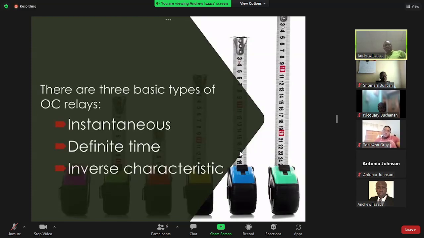Now, there are three basic types, and we mentioned them last week, right? So in terms of their operation, we have instantaneous, we have definite time, and we have overcurrent relays which carry an inverse characteristic. For the instantaneous, it simply means that once the current exceeds a particular value, then we are going to have operation. All right? For the definite time, again, once it exceeds the preset value, it gives a specified time after which it will operate. And then finally, for the inverse relays, as the current increases, the operating time is reduced. Okay? So our main focus this afternoon into this evening will be on the inverse relays.